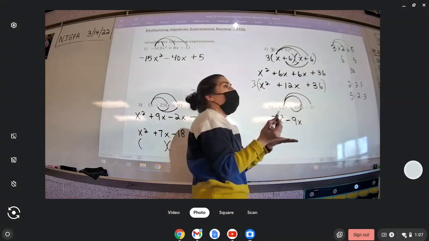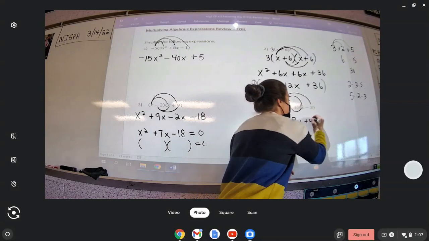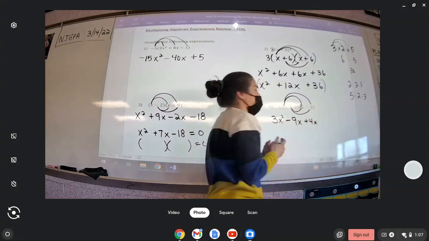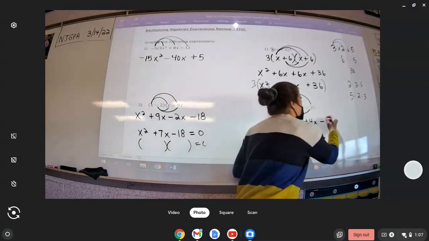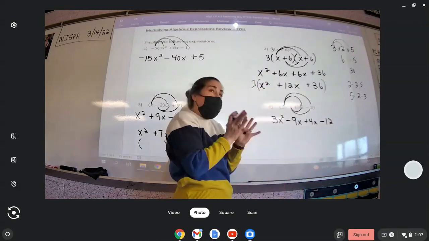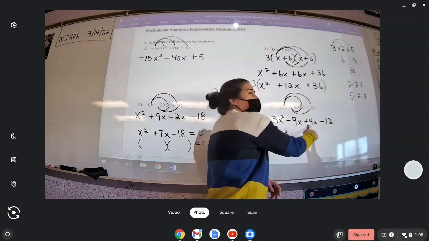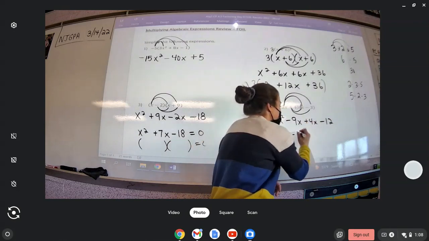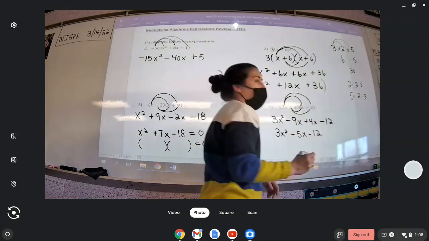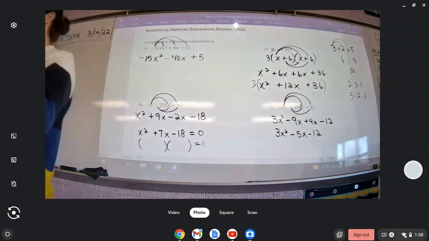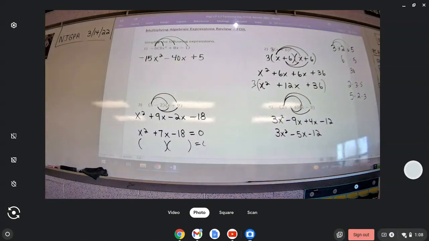Pick up the second term, distribute that. What's positive 4 times 1x? 4x. And then what's positive 4 times -3? -12. And then you combine your like terms, which are normally the 2 in the middle. So I have 3x squared, -9 plus 4 gets you -5x, and then -12. So then again, if I had to solve that quadratic equation, I would set it equal to 0 and solve. And then to solve by factoring, I'd have to break it back up into those 2 parentheses. So that's what we have to be able to do.